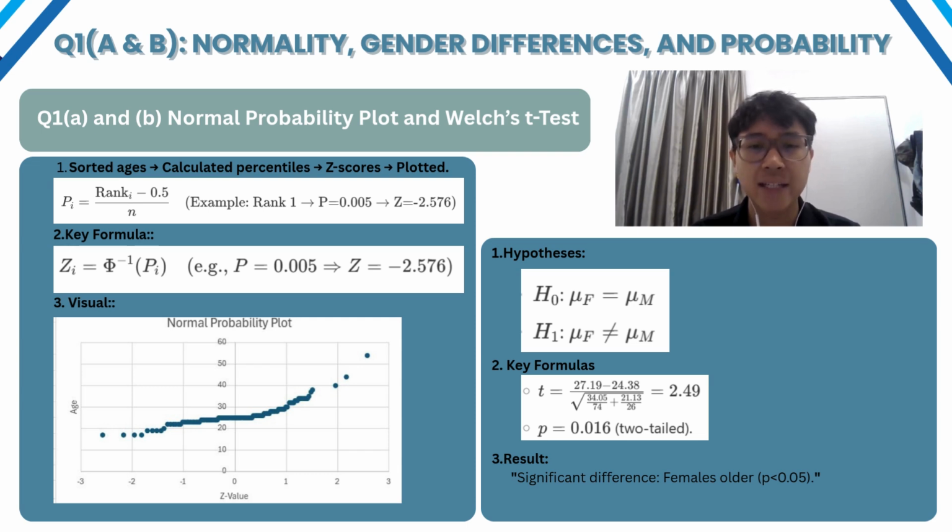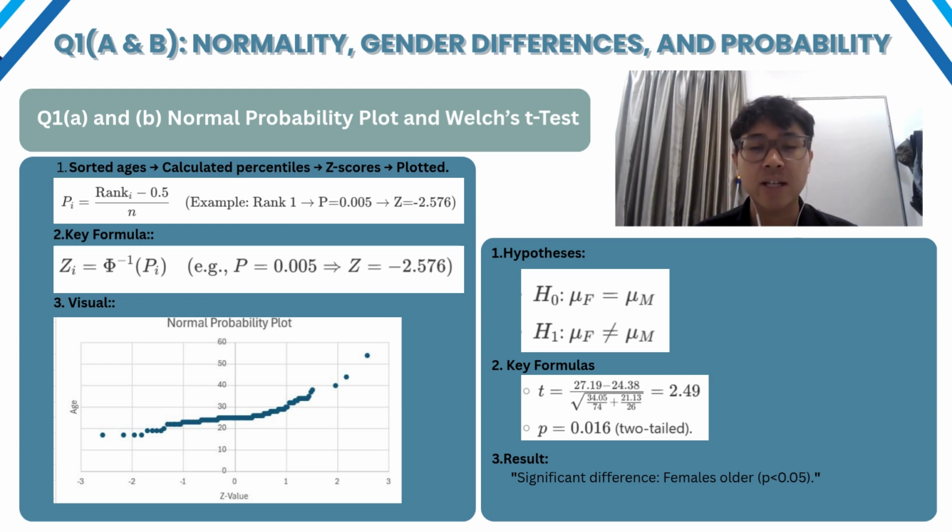We sorted the ages, calculated percentiles, and plotted them against Z-score. The result is near a straight line, meaning that the data is normally distributed with a mean of 26.5 years and a standard deviation of 5.6. Next, we tested if age differs by gender.